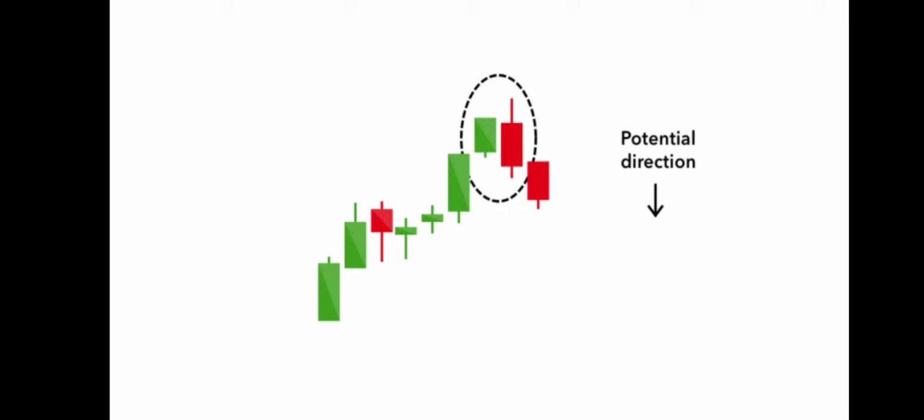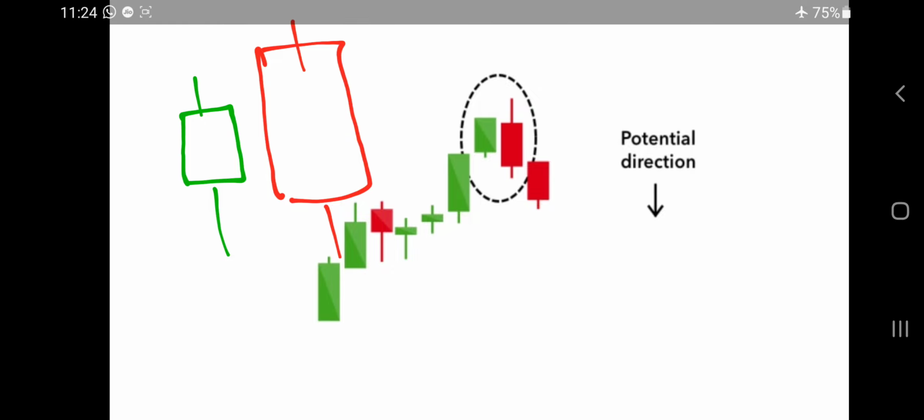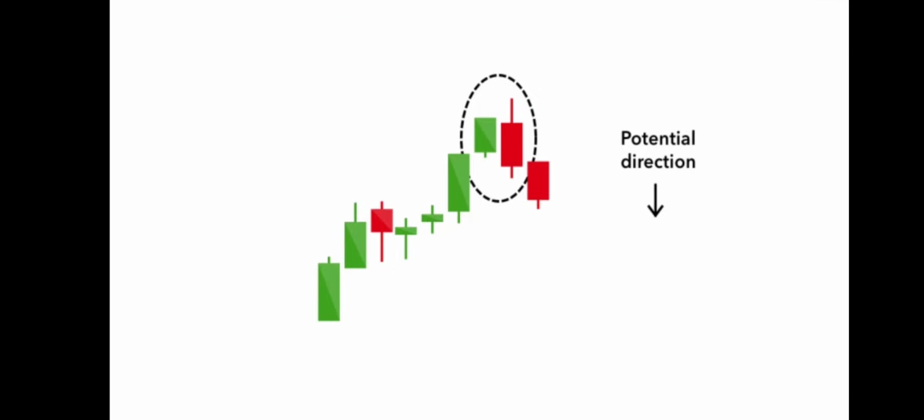This is also like that. If you can see, if it is like that, then it also works very well. It covers the whole body of the previous candle. Then you can see more downfall here.